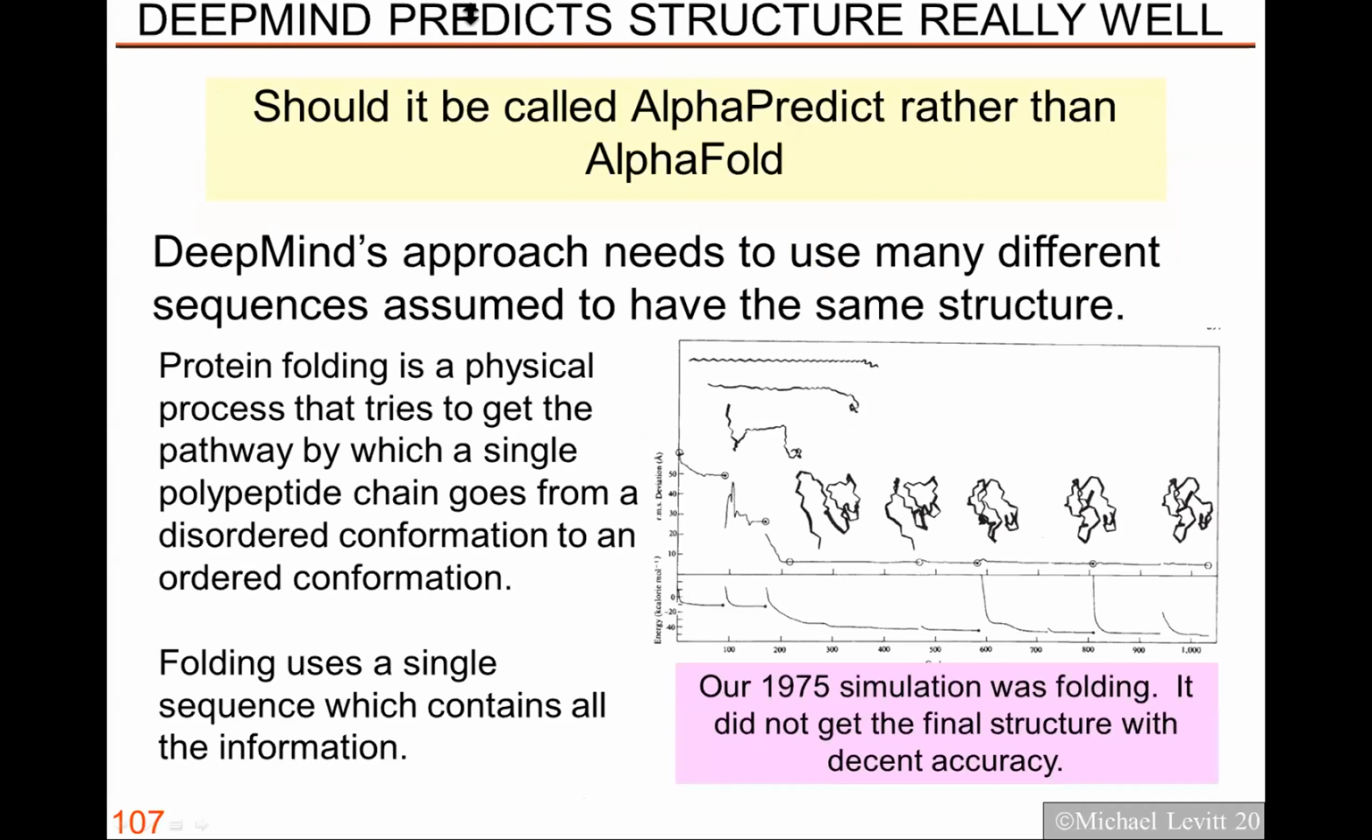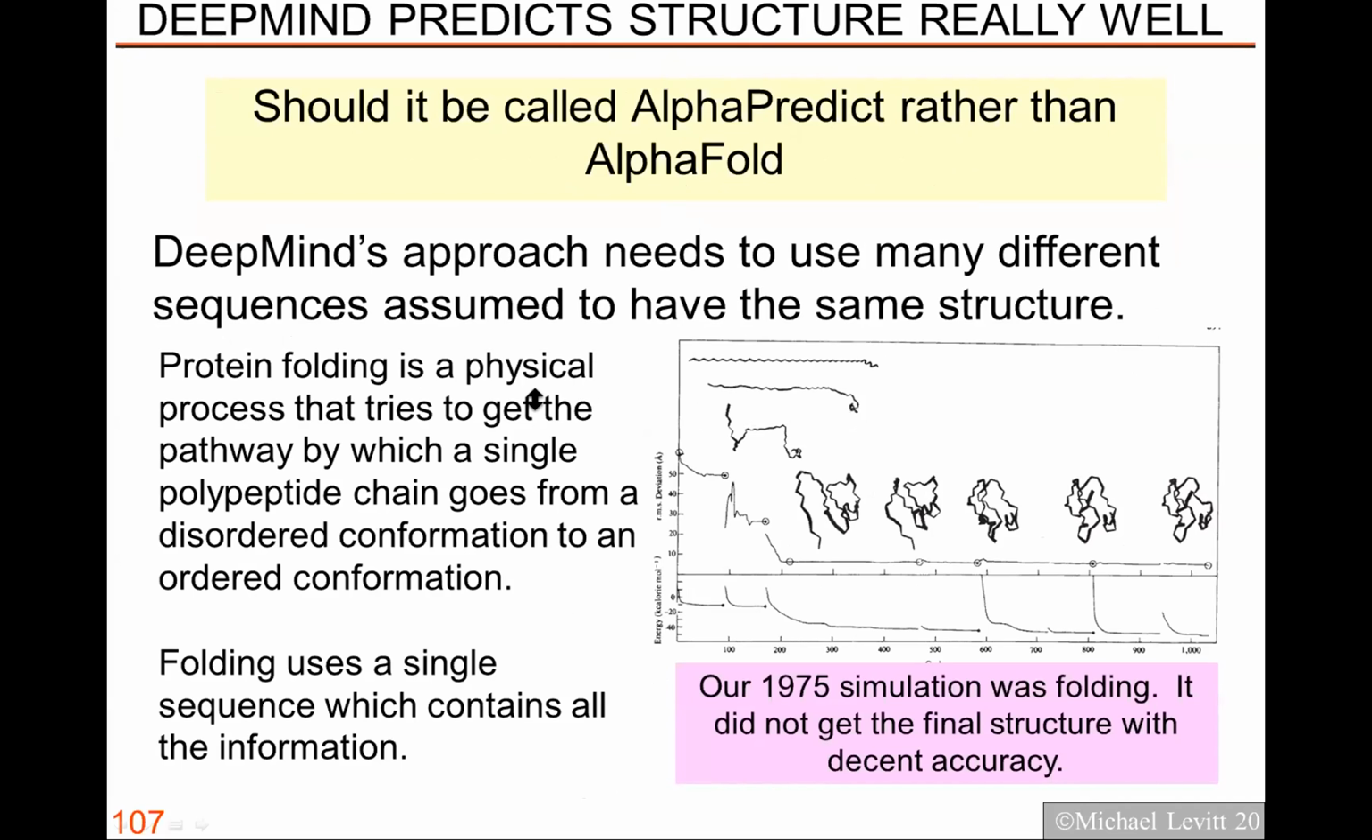So basically, DeepMind predicts structure really well. They called it alpha predict, but I think it should have really been called AlphaFold, because folding is a physical process where you start with an unfolded chain, and then you optimize some energy function and make it fold. So basically, protein folding is a physical process.